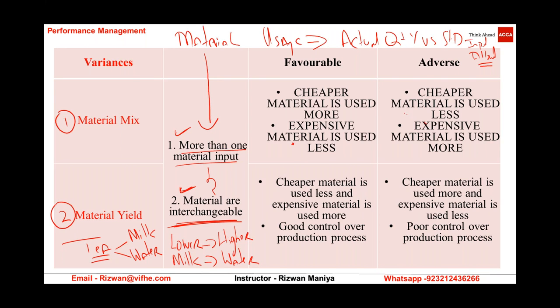So yes, you need to remember, friends, when more than one material input is used and the materials are interchangeable, then we work out mix and yield, which means we break material usage variance into mix and yield.